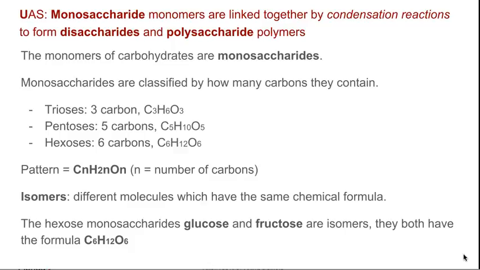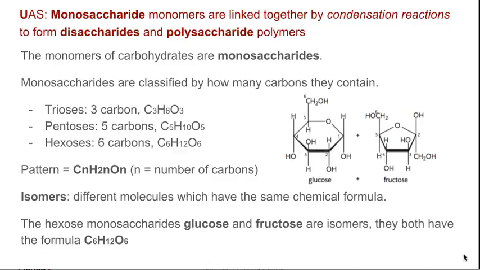For example, an example of isomers would be the hexose monosaccharides, glucose and fructose. Now these are isomers because they are different structures, but they both contain the formula C6H12O6. And here we have them up here, glucose and fructose side by side.